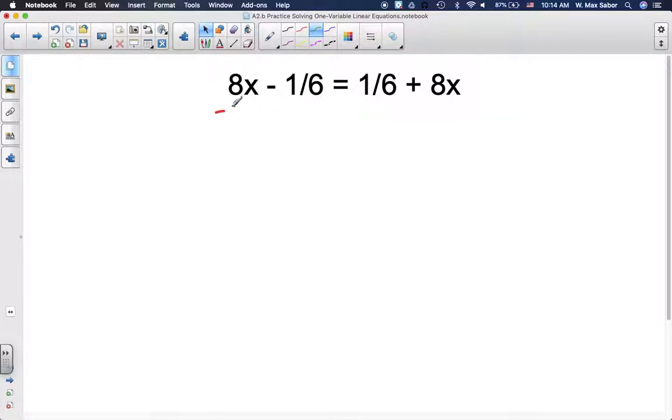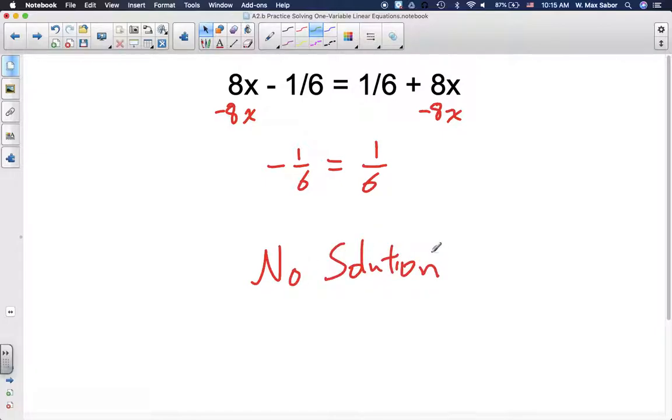Okay, subtracting 8x from both sides. There's nothing to simplify on either side. So we get negative 1/6 equals positive 1/6. No solution. Remember, this is subtraction because this is a positive 8x.